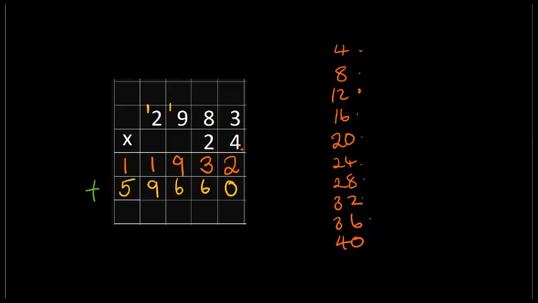Step 3, I add them all together. 2 plus 0 is 2. 3 plus 6 or 6 plus 3 is 9. 9 plus 6 is 15, so it's 5, carry 1. 9 plus 1 is 10. 10 plus 1 is 11. 1, carry 1. 5 plus 1 is 6, plus 1 is 7. And that's your final answer. Next question.